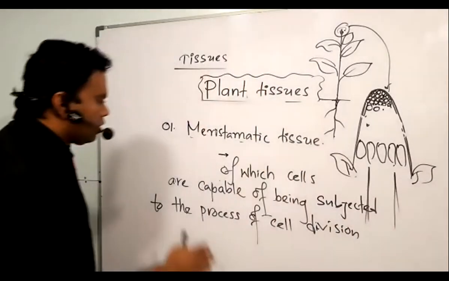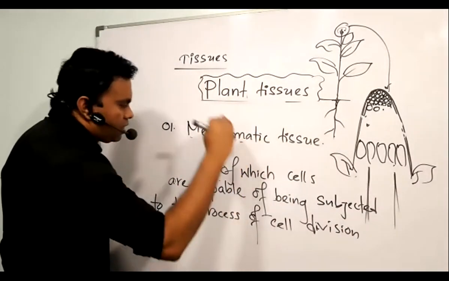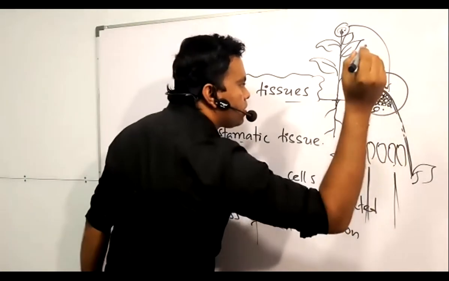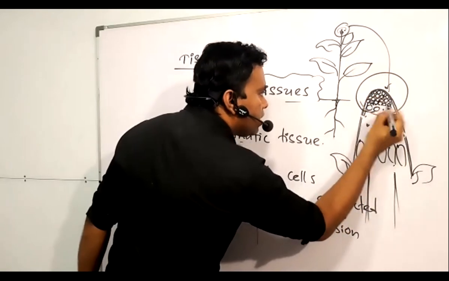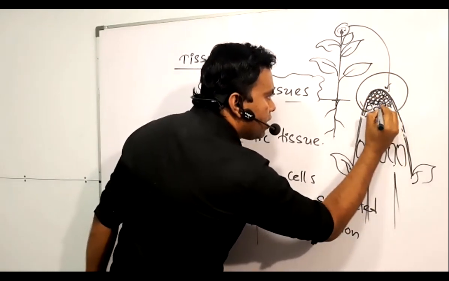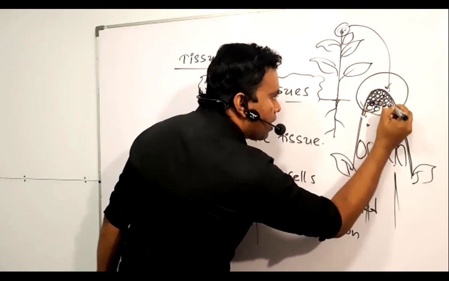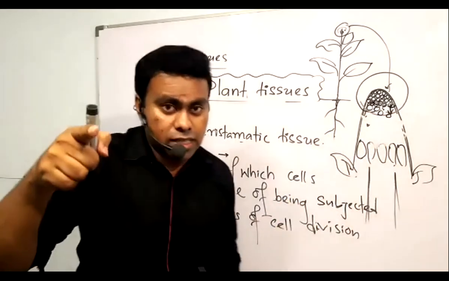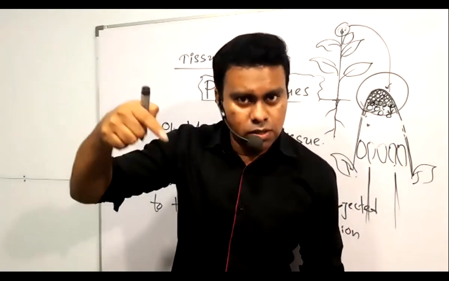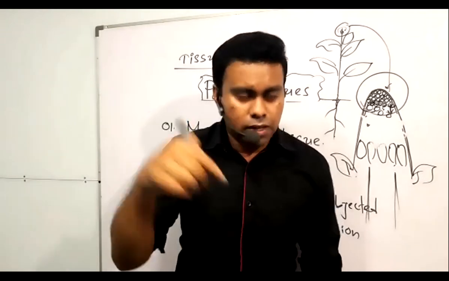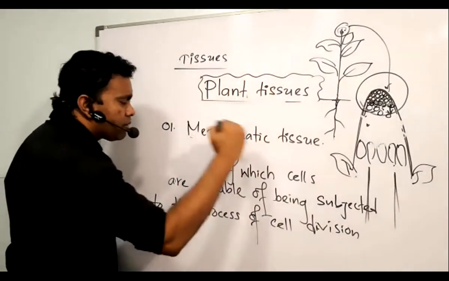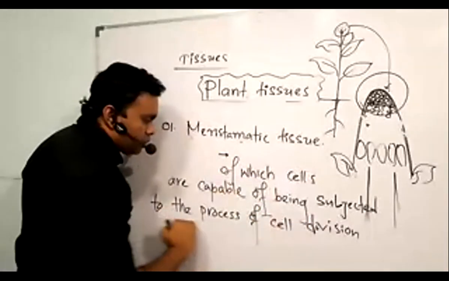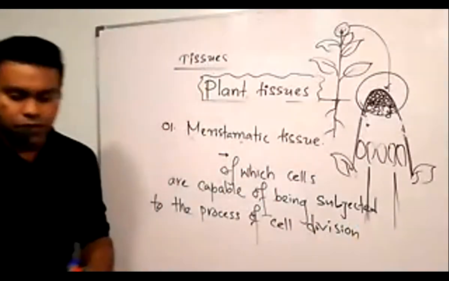Okay, so meristematic tissues are the tissues of which cells, look at this, meristematic tissues are the tissues of which cells are capable, මේක තියෙන cells වලටයි හැකියාව තියෙන්නේ. Cells are capable of being subjected to the process of cell division. So what's that cell division type? So that's mitosis. So we are not going to insert that part here. So meristematic tissues are the tissues of which cells are capable of being subjected to the process of cell division. Good.